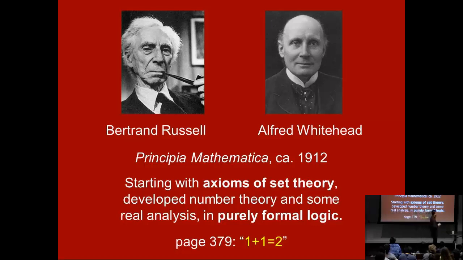I actually don't know why it took that long. I guess they spent a long time on set theory before they got to numbers, because even if you start from the very beginning, getting to 1 + 1 = 2 is not that hard, but it's a pain. It's very much a pain, as we'll see, to really completely rigorously formalize all proofs.